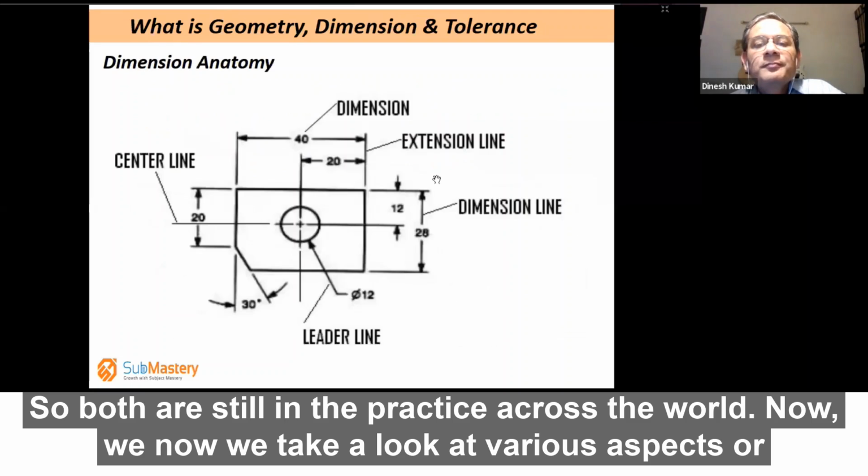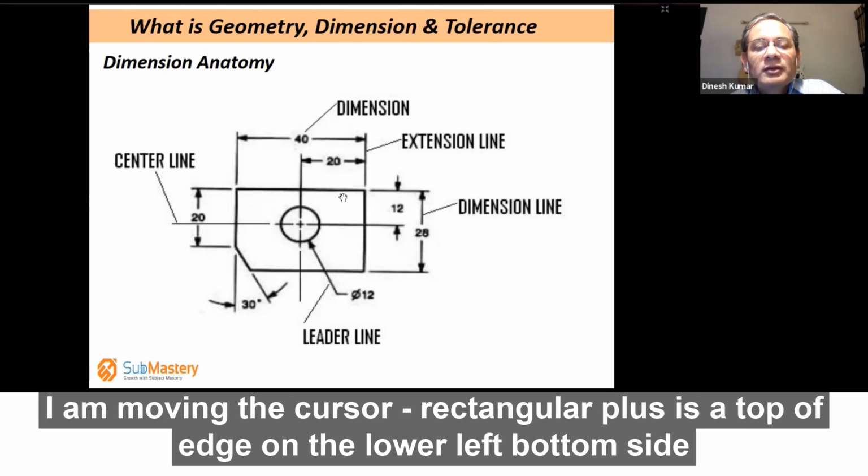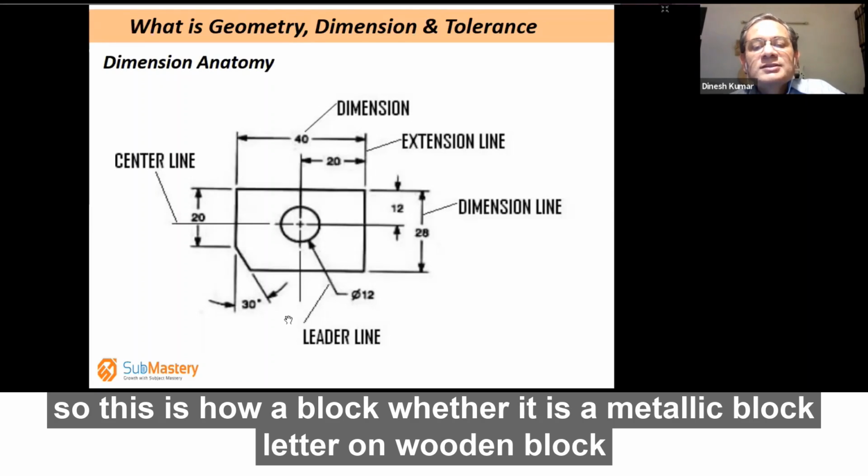Now we take a look at various aspects, or the way we call it, the anatomy of dimension. So the rectangular block where I'm moving the cursor, rectangular plus a chop off of an edge on the lower left bottom side.